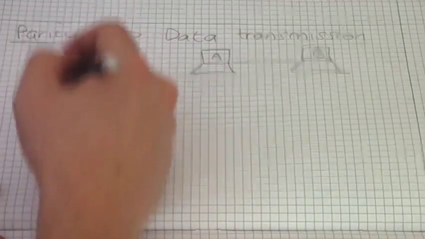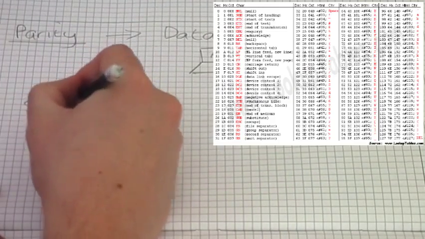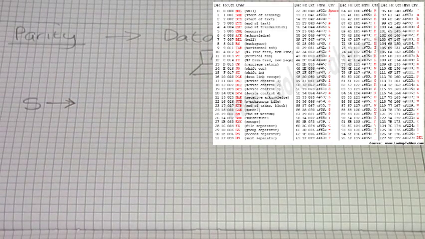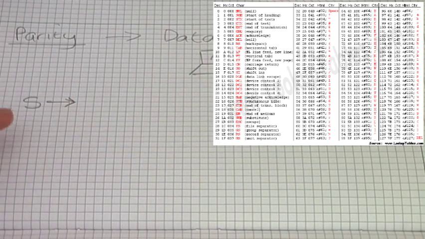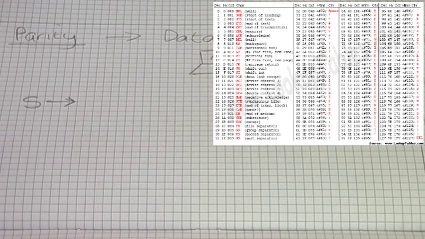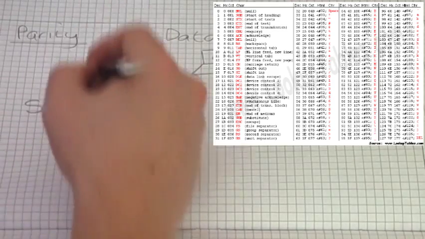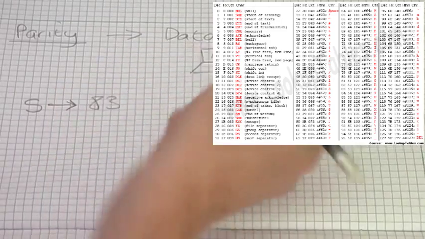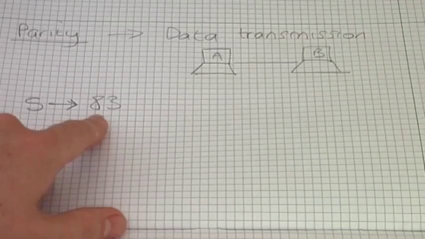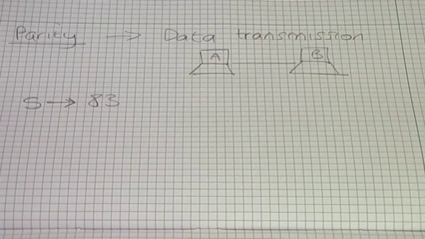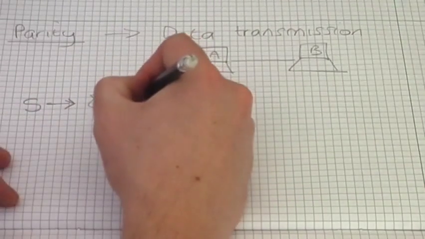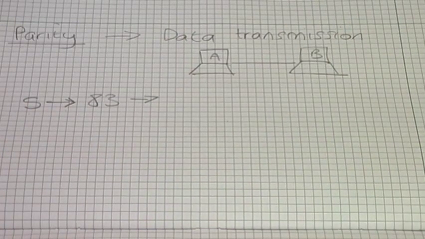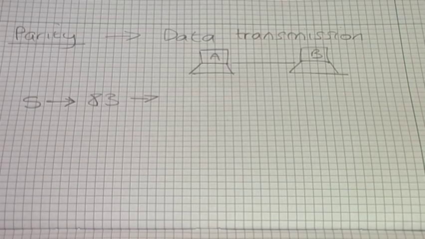Now, if we go to the ASCII table, which you can hopefully see in the top right hand corner of the video, you will find out that capital S is in decimal represented as the number 83. Obviously, we like the number 83, but the computer won't like the number 83, so we now need to convert this into binary.